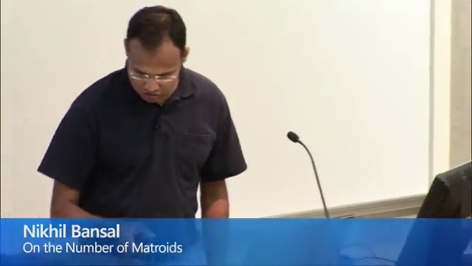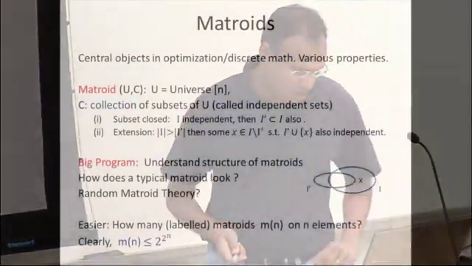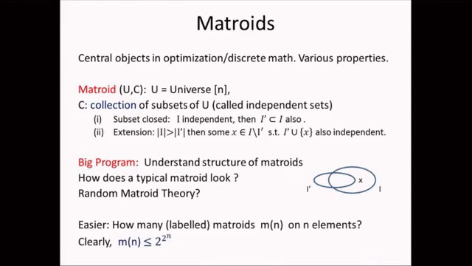So I'll talk about this work on the number of matroids, and it's joint work with Rudi Pendavingh, who's a colleague at TU Eindhoven, and a master's student, Jorn van der Poel. Probably most of you know what matroids are and have used them extensively. These are central objects in optimization. One nice thing about them is they combine graph theory and linear algebra together.